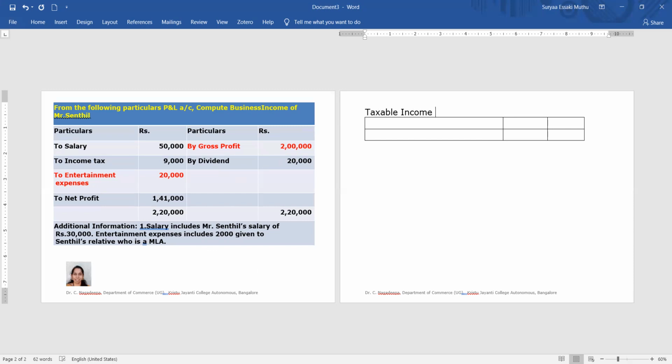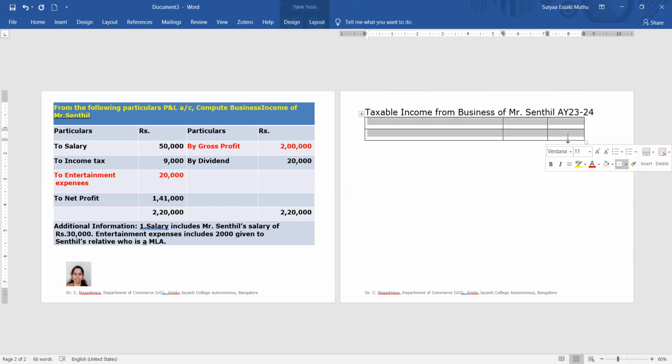Taxable income from business of Mr. Senthil for the assessment year 23-24. Okay. Now, what is the first one? First, I'm going to increase the font size. Okay. First, you are going to write the net profit as per P&L account. We will have two columns, one is the inner column, another one is the outer column. So the net profit you can write in the outer column, 1,41,000, which is given in the P&L account.